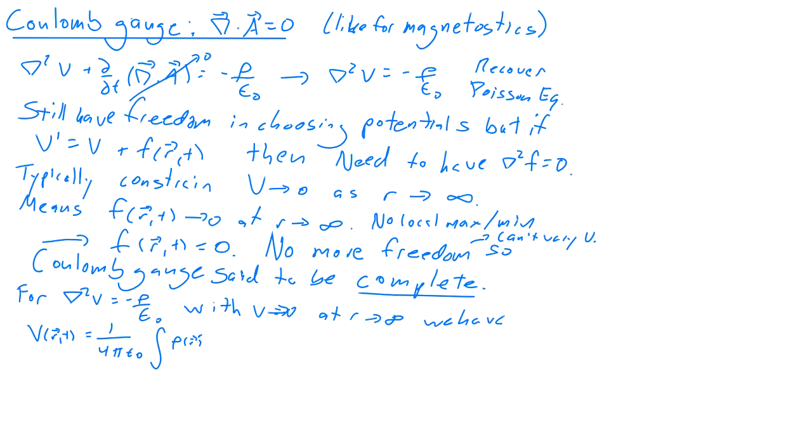This is the position of the source, so we're giving it a prime to indicate it's not the position of our point of interest. It can vary with time, and this is over R, d tau prime. We're going to integrate that over space. Nice and simple. It's what we learned, right?